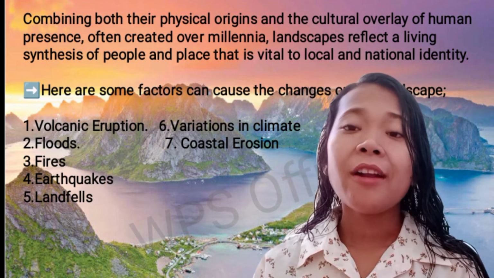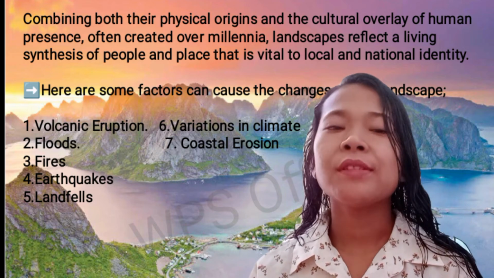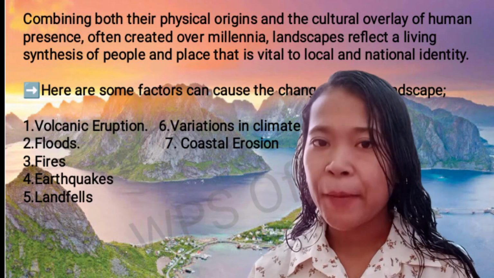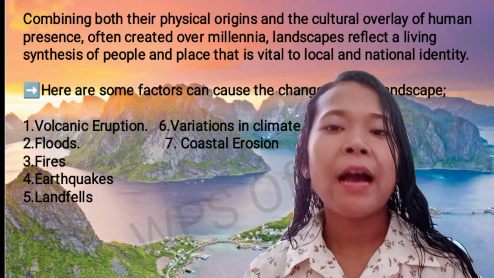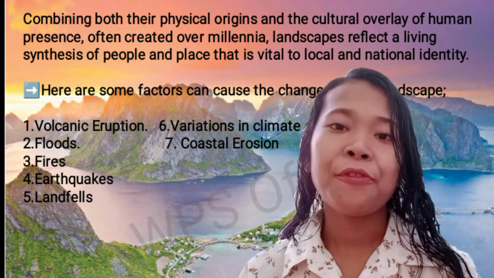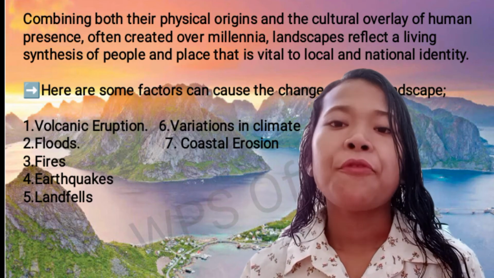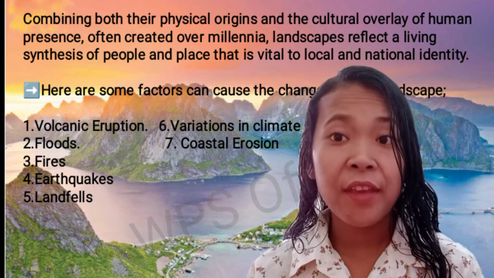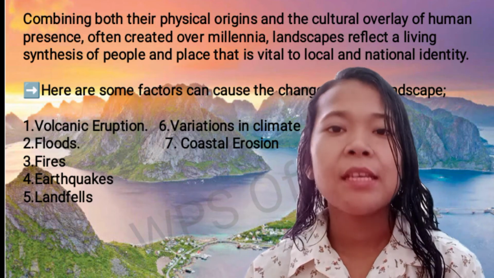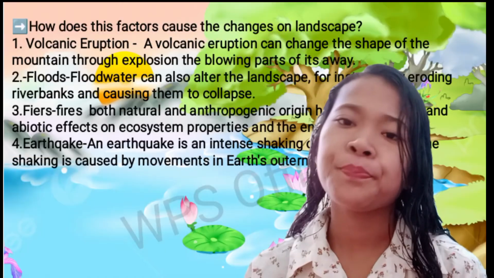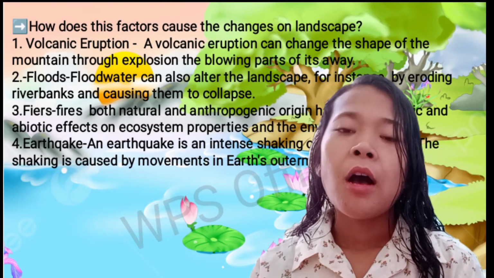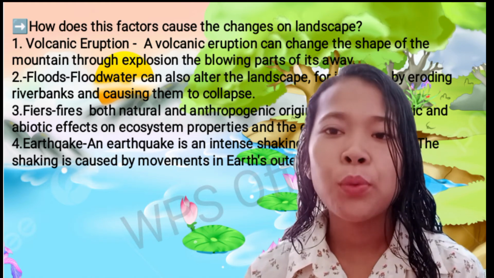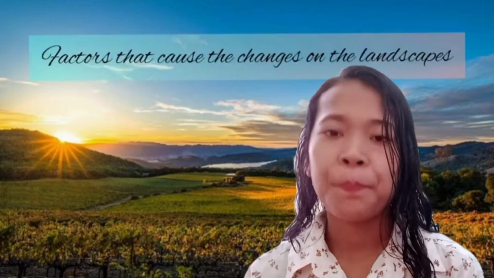So, here are some factors that can cause changes on the landscape. First, volcanic eruption. Second, floods. Third, fires. Fourth, earthquakes. Fifth, landfills. Sixth, variation in climate. And seventh, coastal erosion. Now, how do these factors cause changes on the landscape?